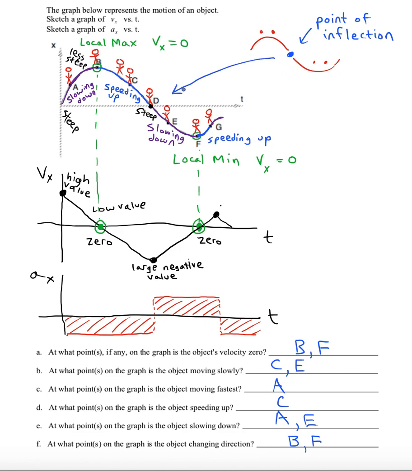Point D is the point of inflection. And that is going to be a place where the concavity switches from concave down to concave up. It's also a place where the acceleration switches in direction from negative acceleration to positive acceleration.